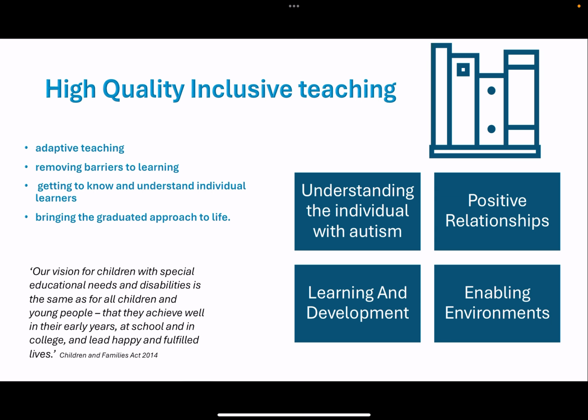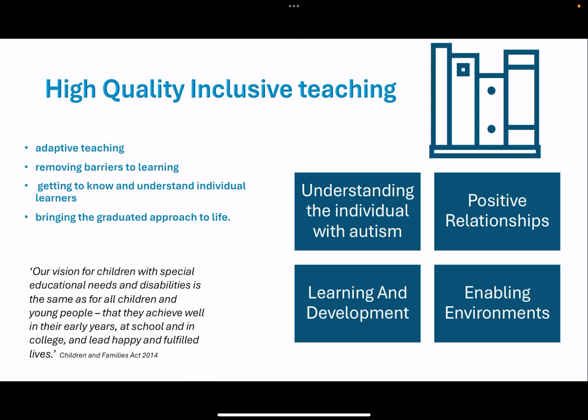For quality-first teaching to be realised, Autism Education Trust have identified 4 principles. Number 1, understanding the individual with autism. Number 2, building positive relationships. Number 3, through learning and development. And number 4, for enabling environments.